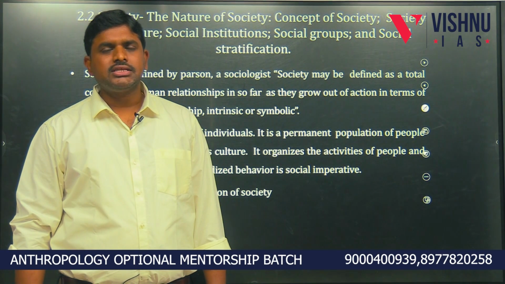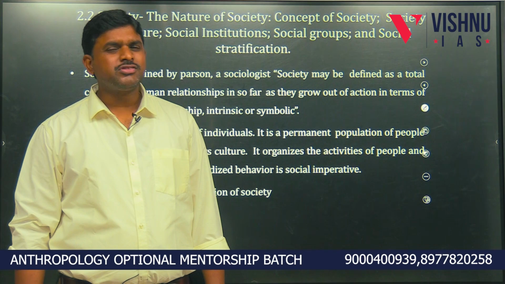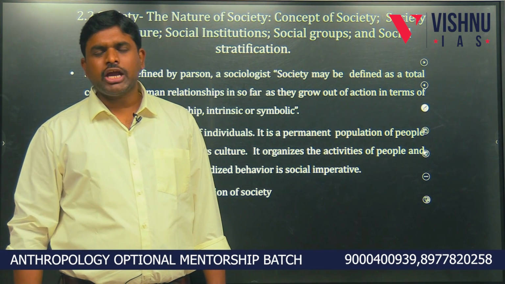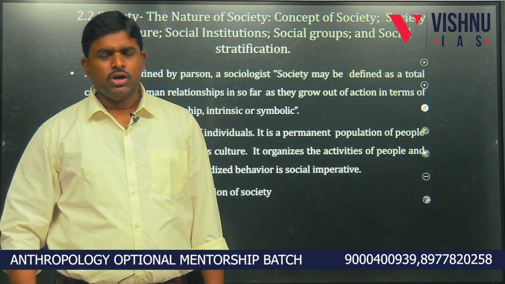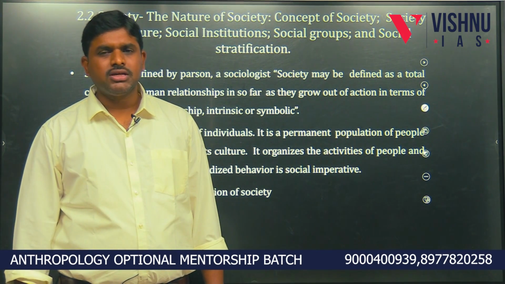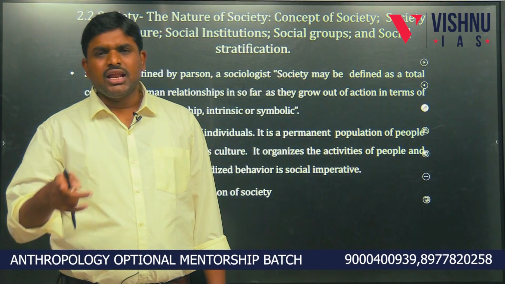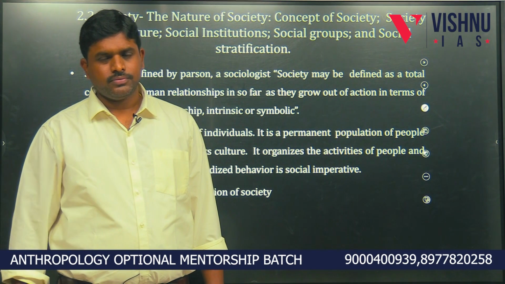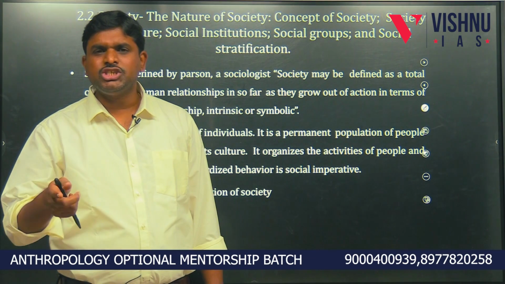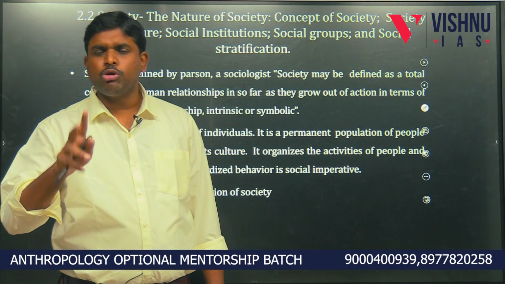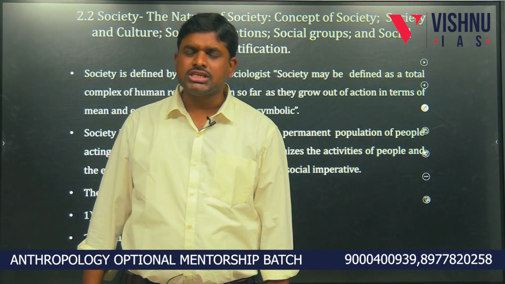In the last class I discussed the 2.1 Culture Unit. Now I will be discussing the 2.2 Society Unit. In the 2.2 Society Unit, the subject goes in this way: understanding of society, the society definition given by Switzer, the nature of society, the characteristics of society, and the relationship between society and culture. What are the similarities and differences between society and culture? Whether society and culture are one and the same, or both are different. That we will be discussing in this particular topic of 2.2 of socio-cultural anthropology.